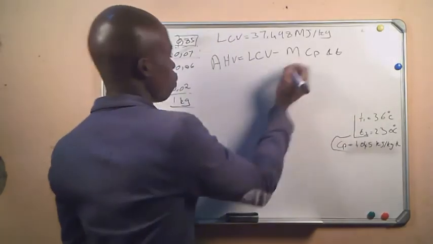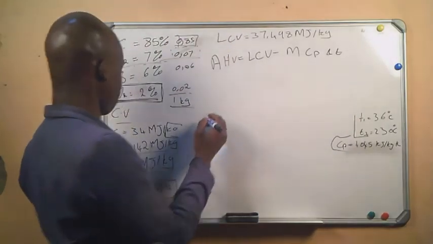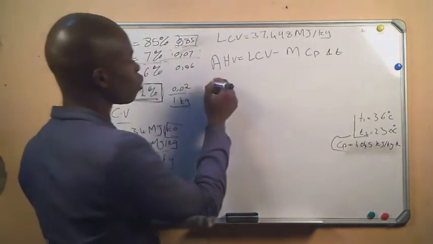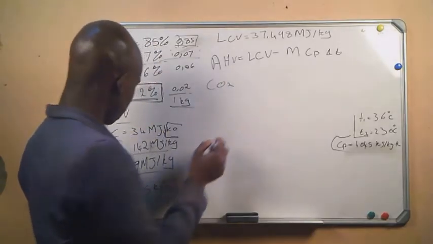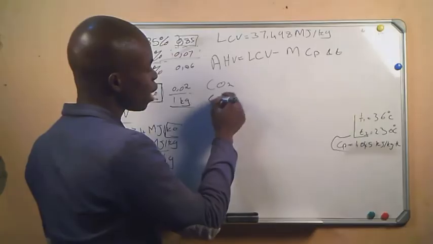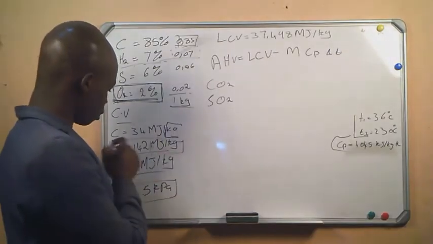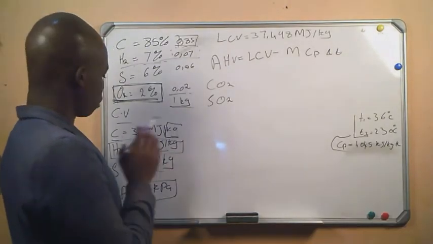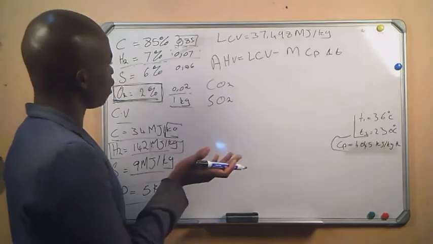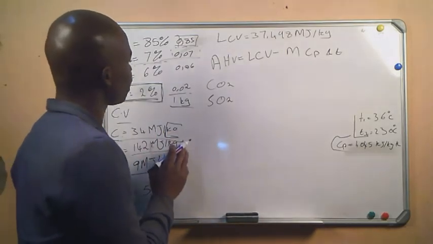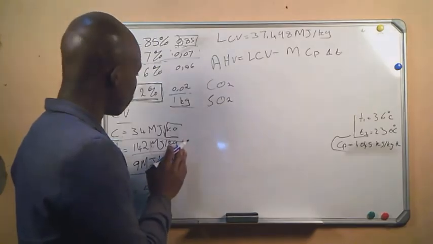And then we know that we will have dry products from this. From carbon we will have carbon dioxide, and from sulfur we will have sulfur dioxide. So hydrogen we do not consider, because it will not produce a dry product.